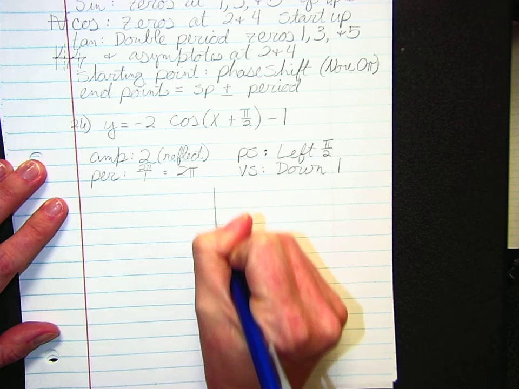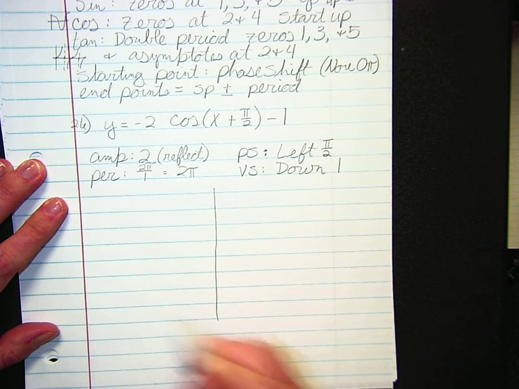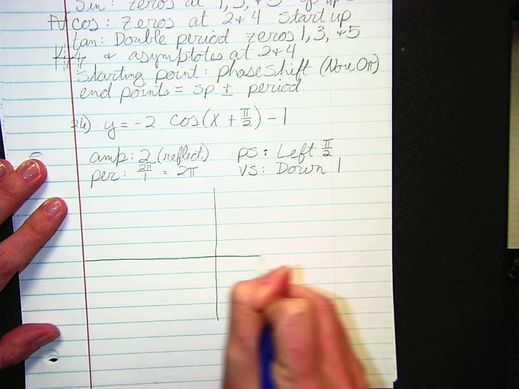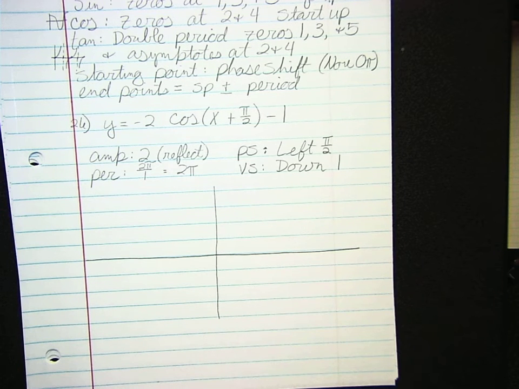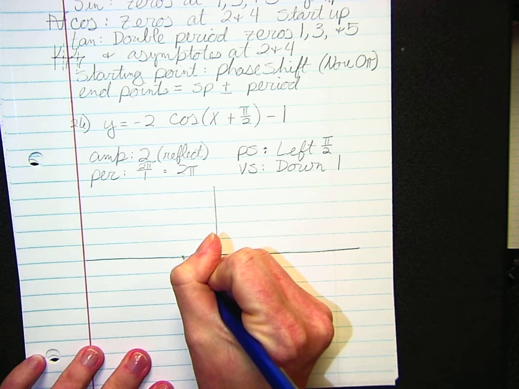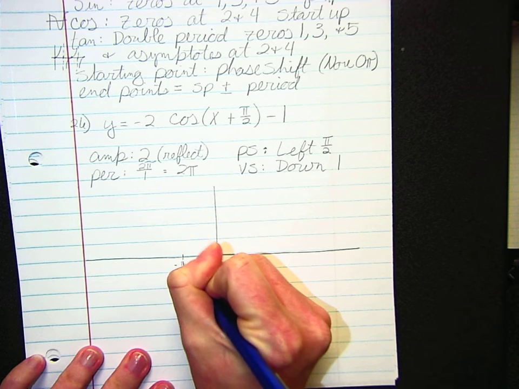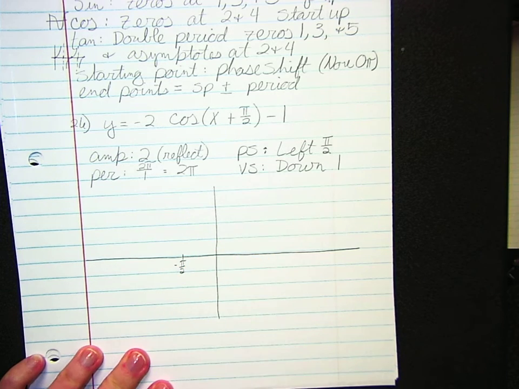All right, so let me get a graph paper going here. I'll make this kind of big. All right, and I'm going to start by marking my phase shift. Grab a highlighter so I can mark that vertical shift as well. So I'm going to start by marking my phase shift at left pi over 2. So left pi over 2 I'm going to put right here. And don't forget to go ahead and call that negative pi over 2 right there. So that's going to be my starting point.